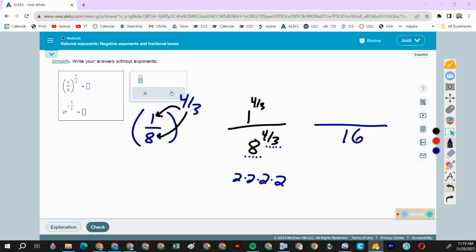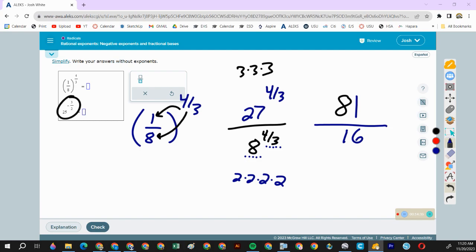Okay. What about 1? Can 1 be split into 3 equal multiplications? 1 times 1 times 1. How many of those are in my answer? 4. So the answer is just 1 over 16. And if instead of 1 on top, it would have been 27 to the 4/3, this is 3 times 3 times 3. We put another 3 in there, and then it would be 81 over 16. Okay. All right. What about this?